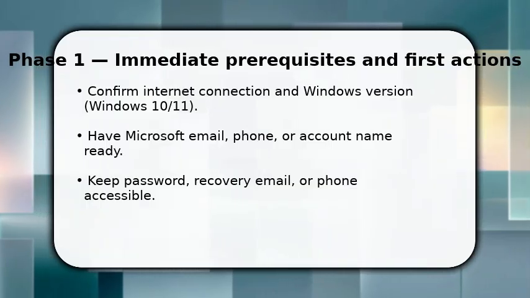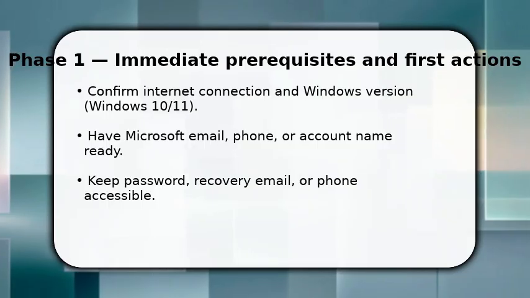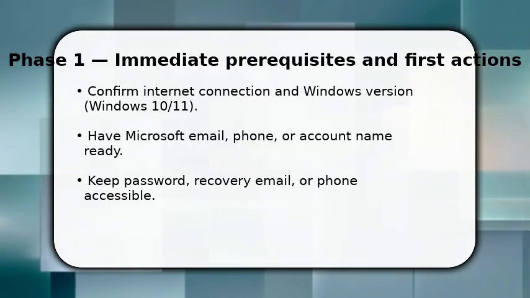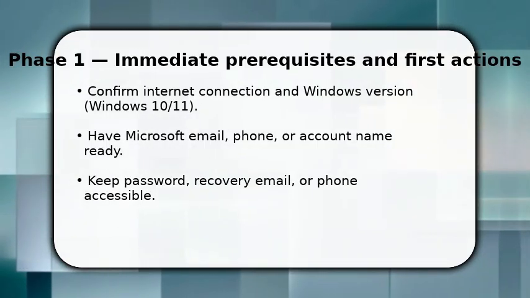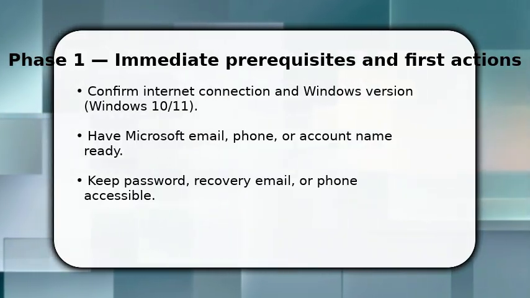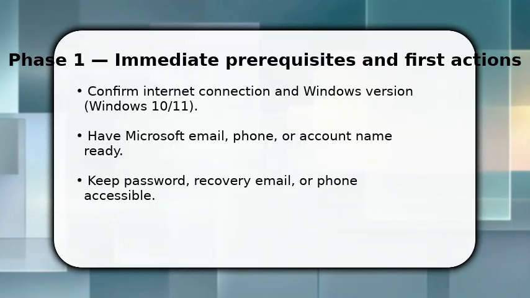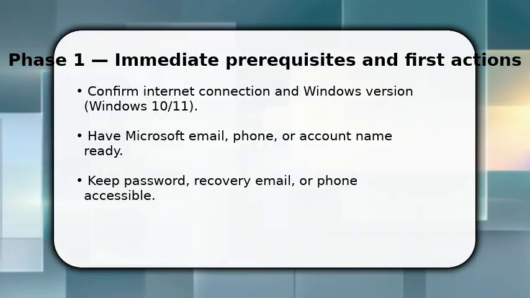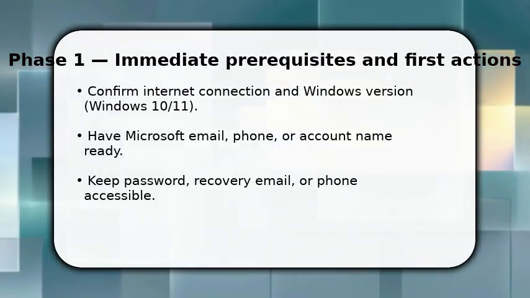You start by confirming your PC is online and up to date. This prevents sign-in errors. Next, open the Windows Start menu and select Settings, then Accounts. This is where you begin. Once there, choose Sign in with a Microsoft account or Add account if needed, and enter your email or phone. Make sure to double-check spelling.